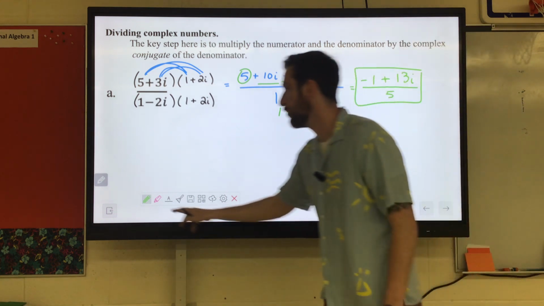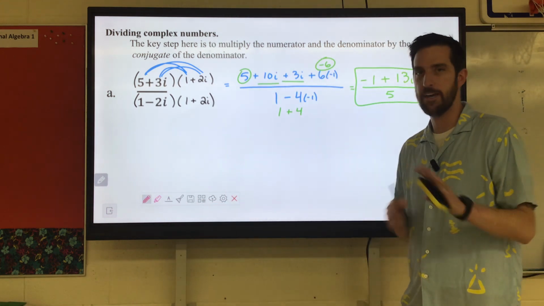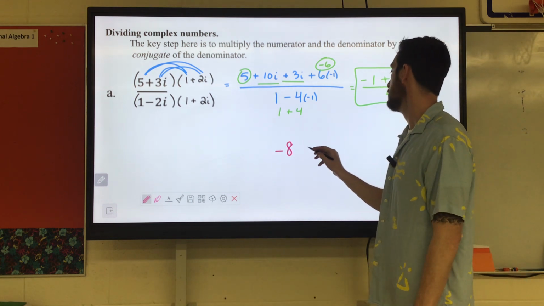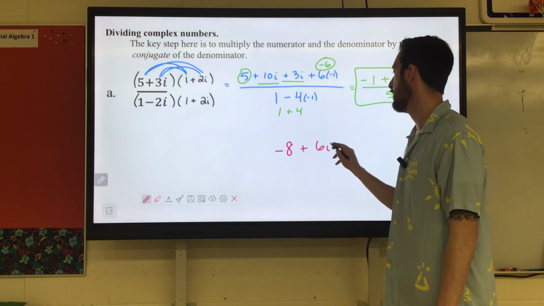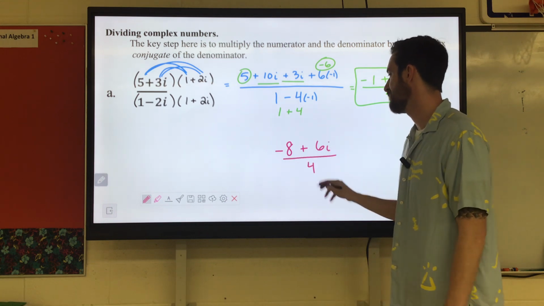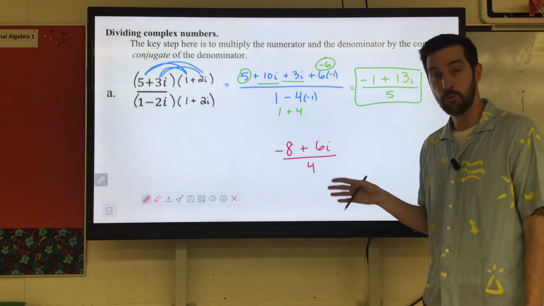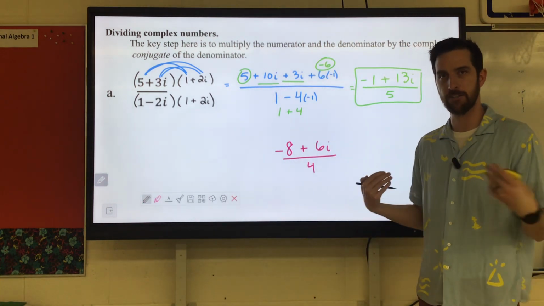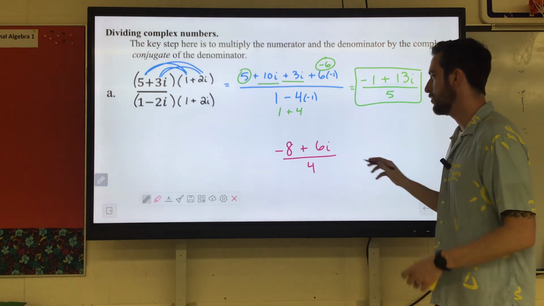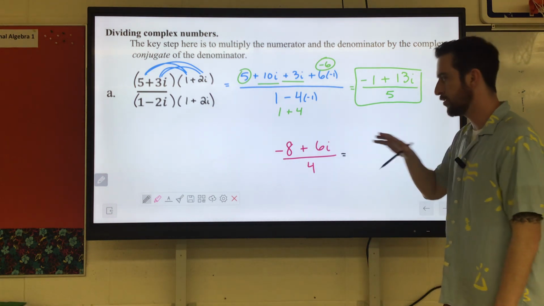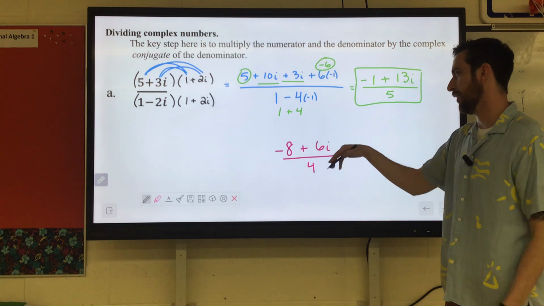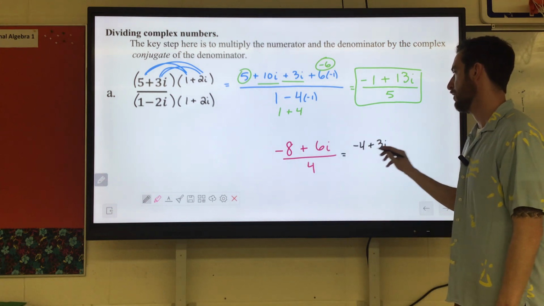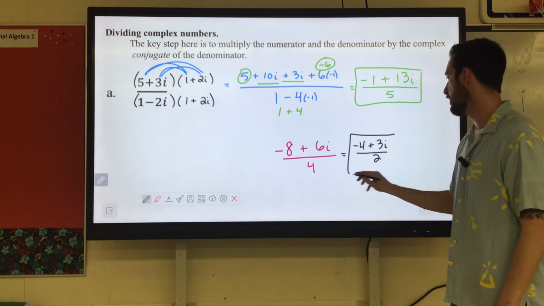The only other thing you might want to check is if you can simplify any part of the fraction. So let's say we had something like negative 8 plus 6i over 4. Now you could divide all those by 2 if you'd like, or what you can do is you can split that into 2 fractions and simplify them separately. So this is the same. So if we divided them all by 2, like a common factor of 2, that would make it negative 4 plus 3i over 2. And that's cool. I'll take that answer. I love it.